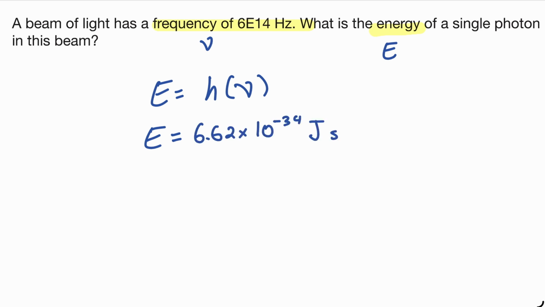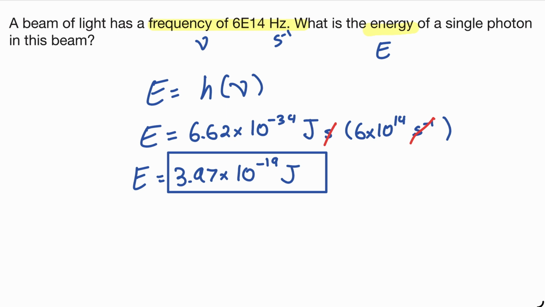Remember that Planck's constant is 6.62 times 10 to the negative 34th joule seconds. And in this problem, my frequency is 6 times 10 to the 14th hertz, or per second. So my seconds will cancel out, and I can now just multiply these two values by one another. And I get a final answer of energy equals 3.97 times 10 to the negative 19th joules.